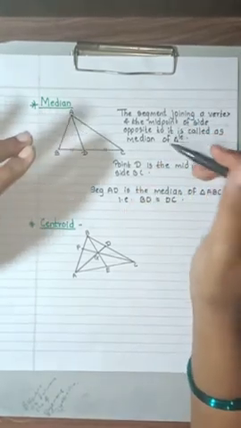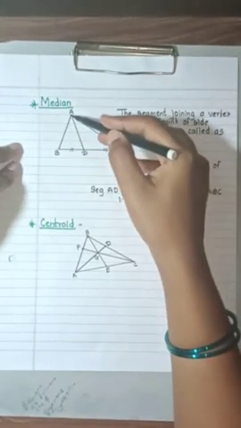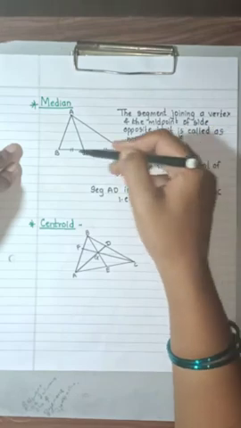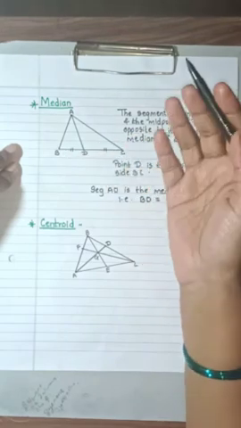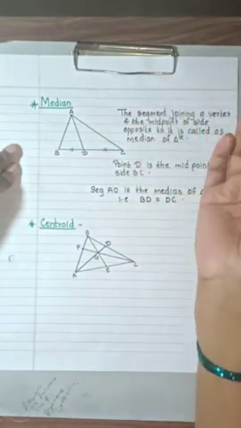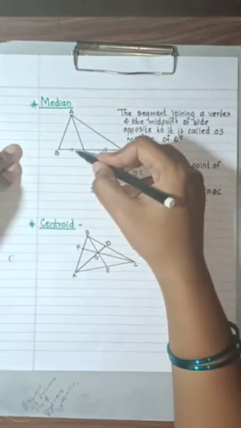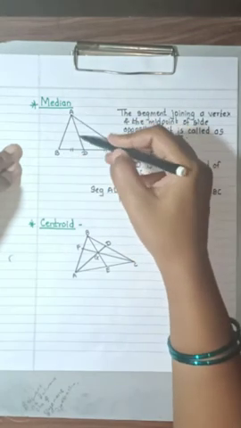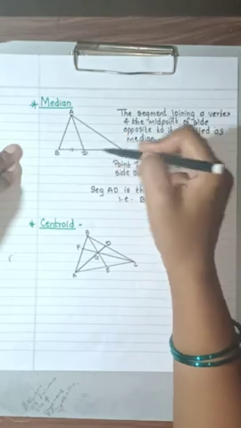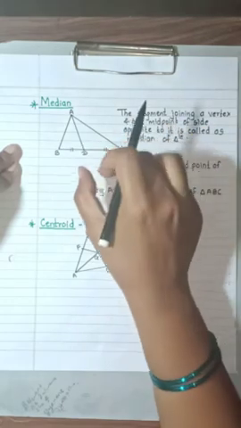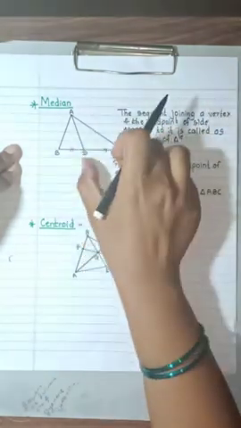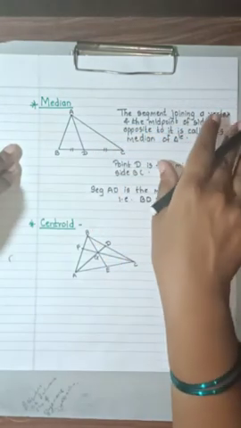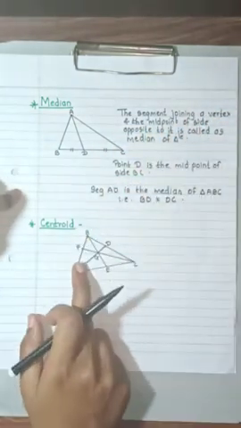Now a segment joining the vertex to the midpoint of the opposite side is called the median of a triangle. Now you can see here D is the midpoint of side BC and segment AD is the median of triangle ABC, and D is such a point that BD is equal to DC. Now let us move on towards the next point, that is centroid.